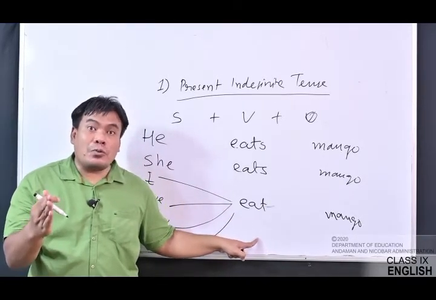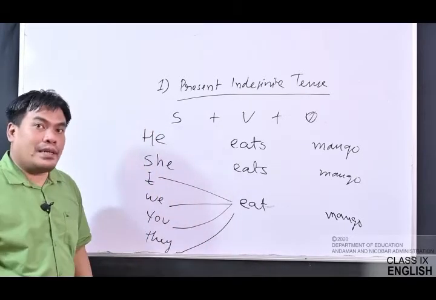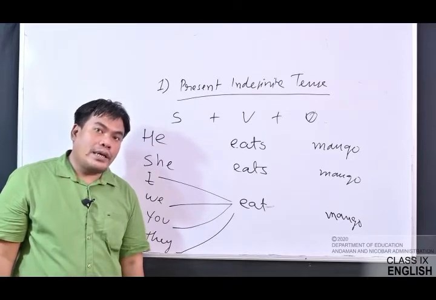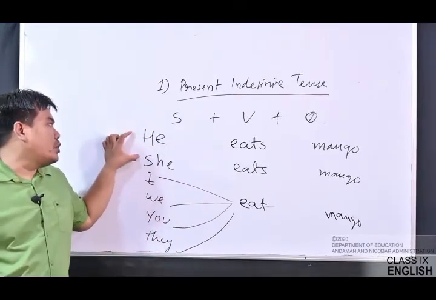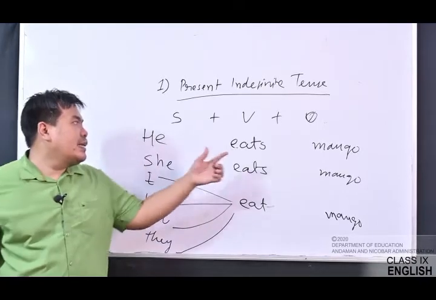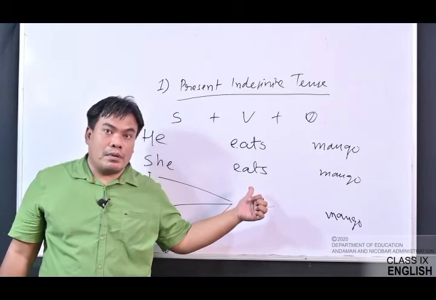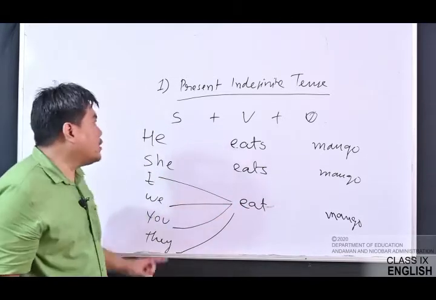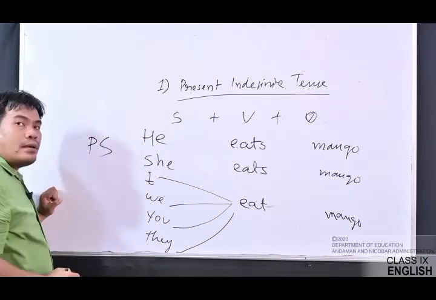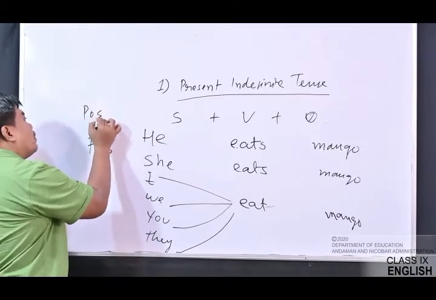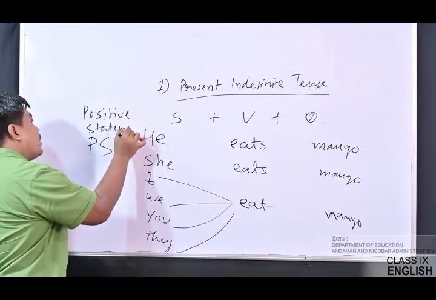So please take out your mobile phone and take a snapshot of that table again. That's going to help you a lot. But for singular number like he, she, there's always S along with the first form of verb. This was for positive statement. Let me just write it in full. Positive statement. And what is positive statement?